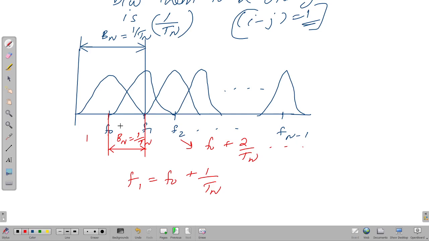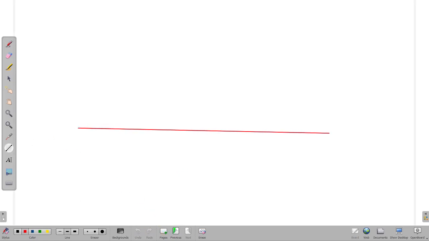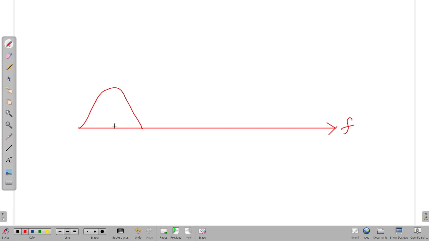Now, what is the total frequency requirement for this transmission? We'll see that. Remember, I'm drawing the frequency axis. I have subcarriers which are overlapping in nature, like this.